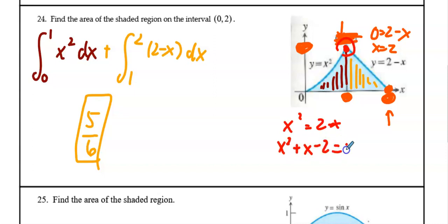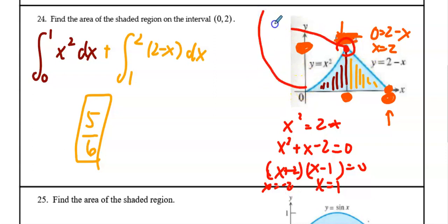So you would go and do this and then start factoring our functions. We're going to get x plus 2 here, x minus 1 here. x is going to be equal to 1, x is going to be equal to negative 2. So yes, somewhere over here they're going to intersect again, but we are looking in the first quadrant where x is positive, so the answer is going to be x equals 1.